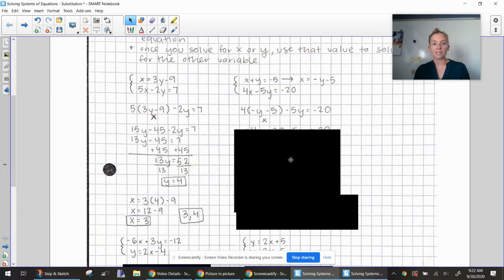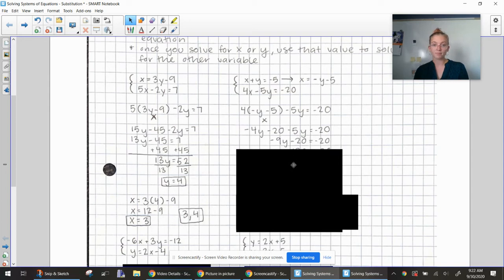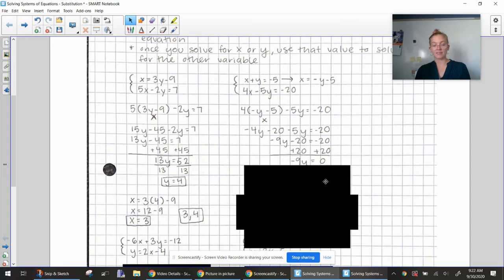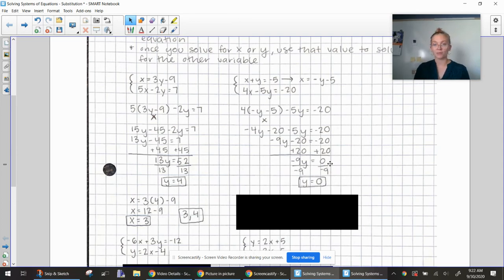So 4 times negative y minus 5, which again we substituted for x, when I distribute is negative 4y minus 20 minus 5y equals negative 20. We can combine like terms. Negative 4y minus 5y is negative 9y minus 20 equals negative 20. We'll add 20 to both sides. That leaves me with negative 9y equals 0. I can then divide both sides by negative 9, so y equals 0.